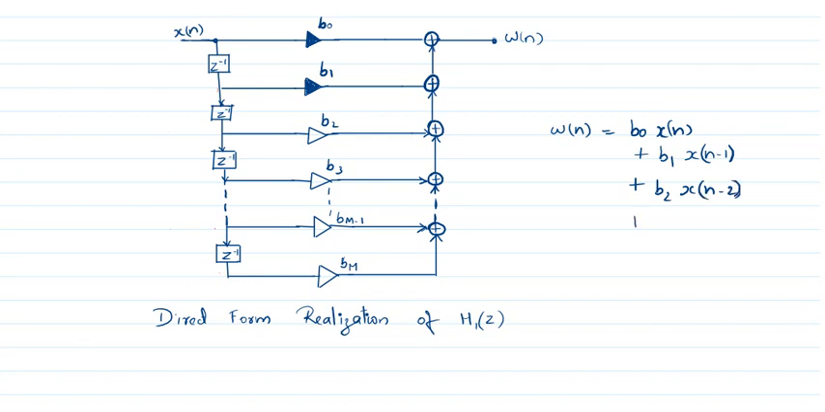Okay, and the next value will increase like this, and the last value I will write as bm, then x of n minus m. Okay, so this is the last value. All these values added together give the output of the first stage, that is omega n. So this is the direct form realization of H1, as it is expressed diagrammatically.